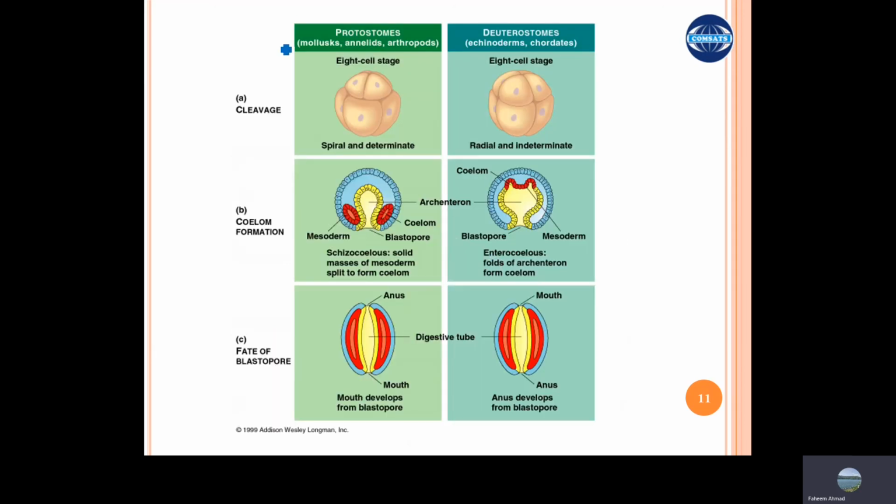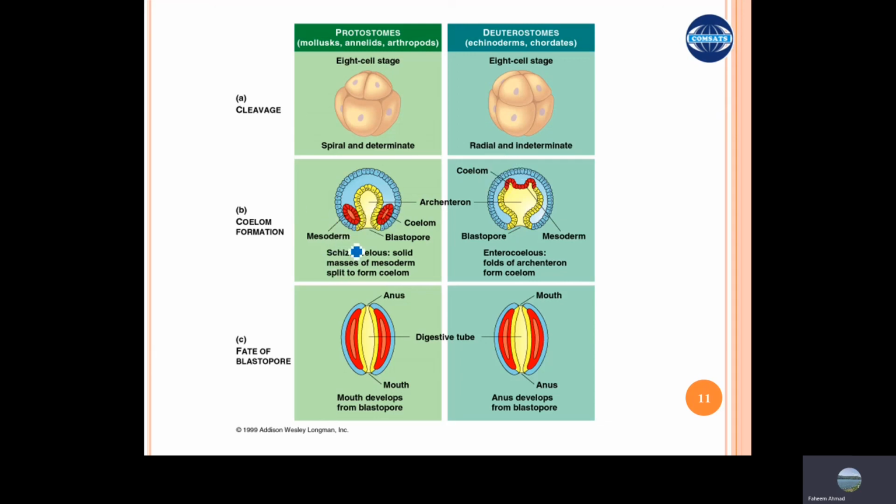And if you see the difference along with the cleavage, we have just studied that protostomes have spiral cleavage and determinate fate of the cells. However, deuterostomes have radial cleavage and indeterminate fate. See, the cells are dividing and being placed exactly on top of each other, and indeterminate means that each and every cell has a similar composition, a similar structure, and they are not decided to make anything yet. So they can be differentiated into anything, following the command of the DNA.